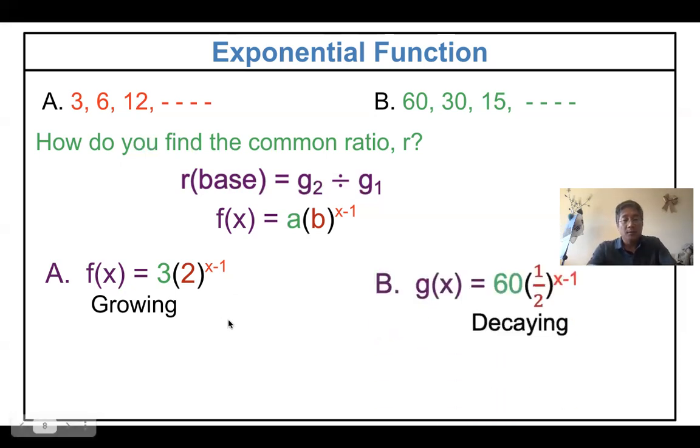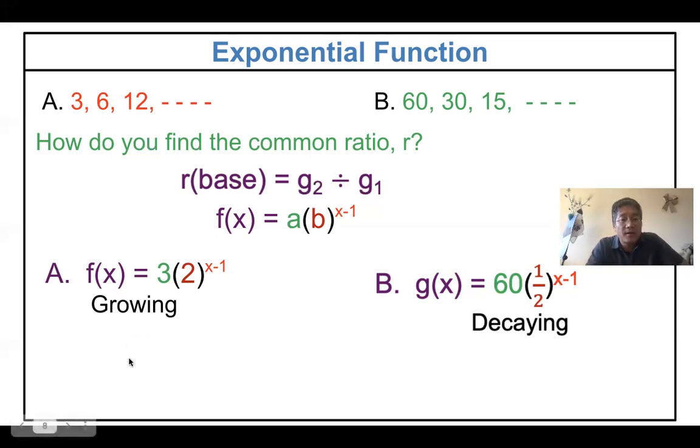How about the second one? We know the first term is 60. And what's the base? The base is half, right? Second term divided by first term, 30 divided by 60, is half. And then again the exponent is x minus 1, not just x. And you know that the base of half, between 0 and 1, means it's decaying, decreasing. So that's it. You found the formula like this and you are done.